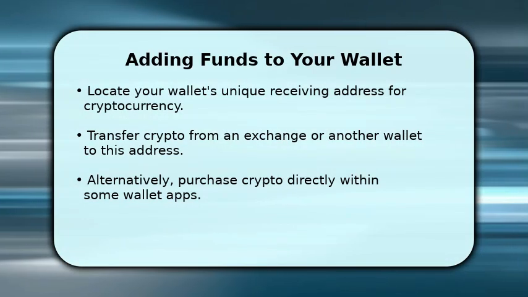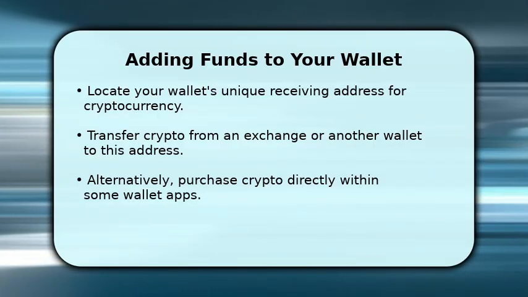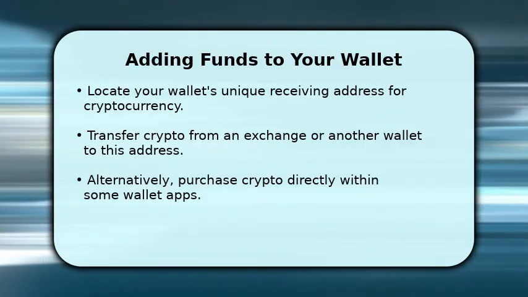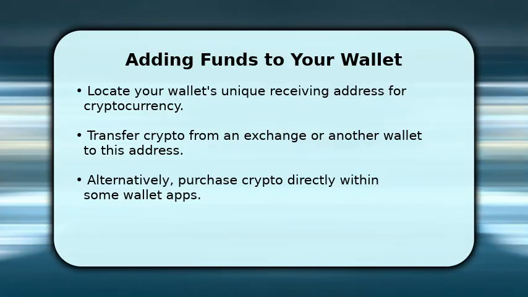Now that your wallet is set up, it's time to add some funds. Every crypto wallet has a unique receiving address for each cryptocurrency. You can find this address within your wallet app, usually under a receive or deposit section. Copy this address and use it to transfer crypto from an exchange or another wallet. Some apps also allow you to purchase crypto directly using a debit card or bank transfer.